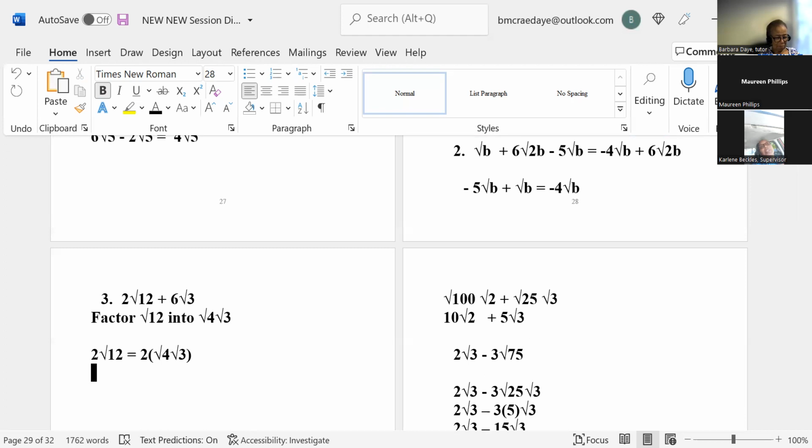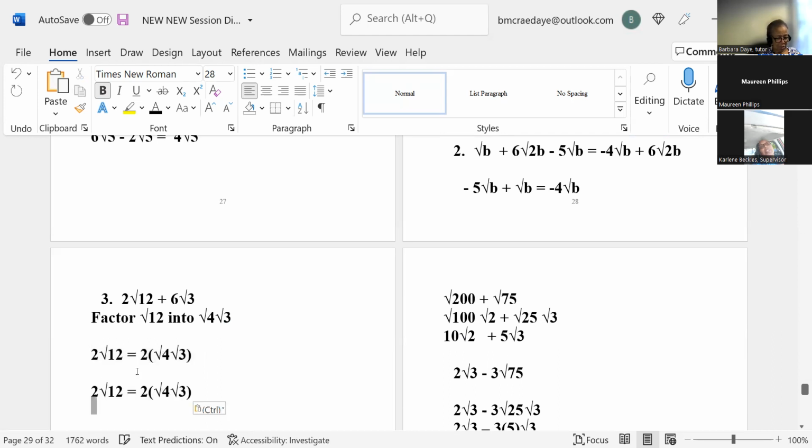Square root of 4 and square root of 3. I wrote this. Do you see anything there that has a perfect square root on the right side? What do you see? No, let's look on the right side here. This 2 times square root of 12 is equal to this expression.